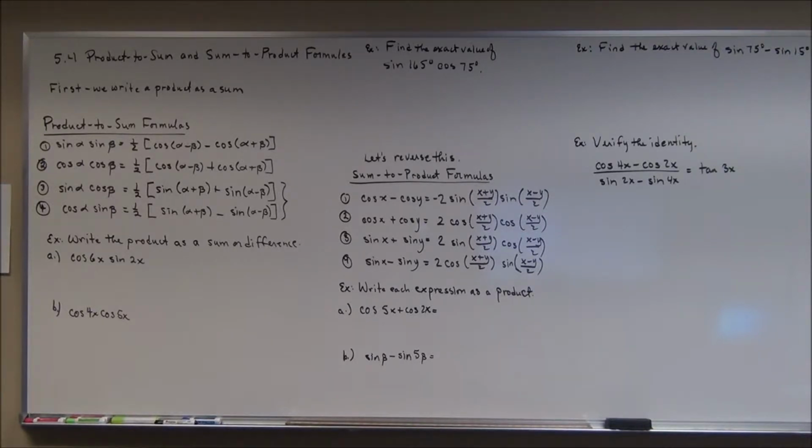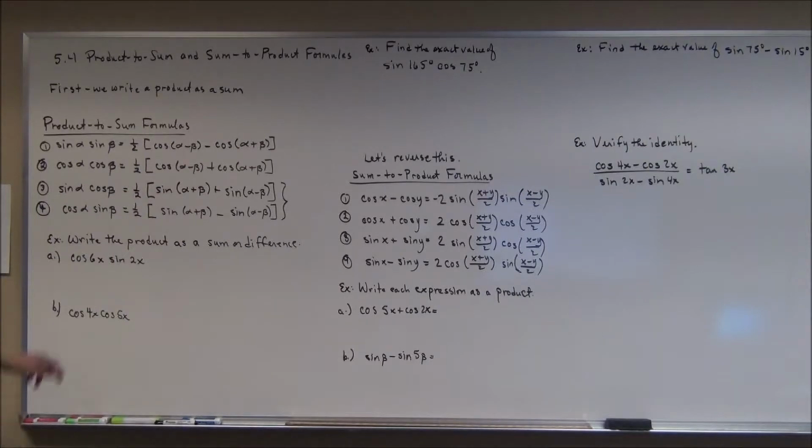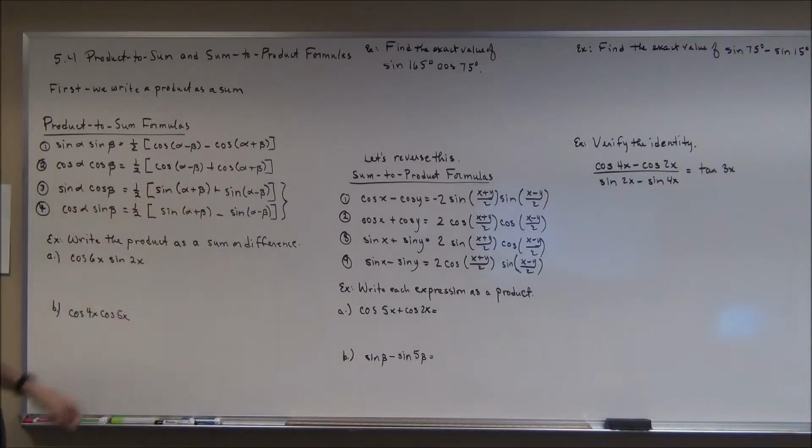So we have the sine of alpha, sine of beta is equal to 1/2 times the quantity of the cosine of alpha minus beta minus the cosine of alpha plus beta. The cosine of alpha times the cosine of beta is equal to 1/2 times the quantity of the cosine of alpha minus beta plus the cosine of alpha plus beta.